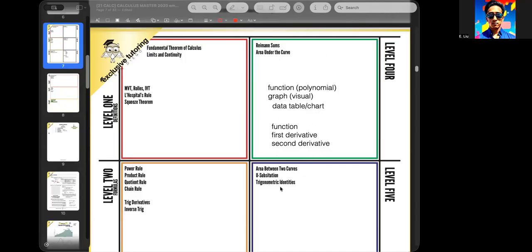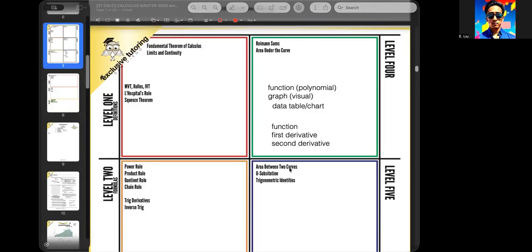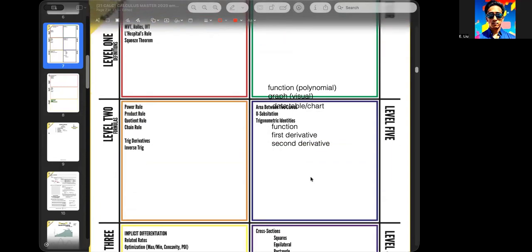In your integrals, you also have area between two curves, U substitution, and trigonometric identities. I do find that trigonometric identities are fairly rare nowadays in the AP test, but do be prepared for them if they do show up.